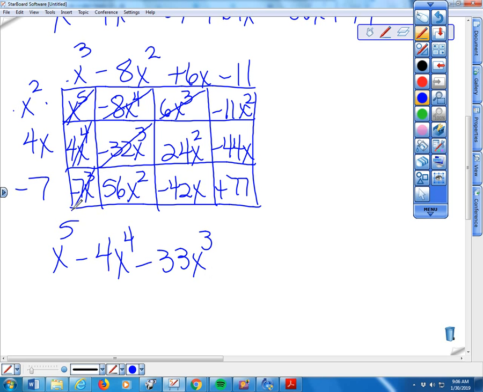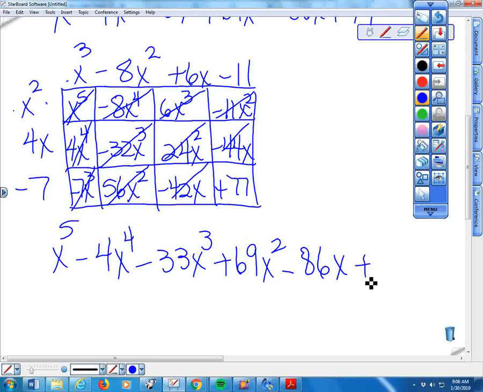Now the x squareds. I have 56 plus 24, which is 80, minus 11, 69. And then the x's, I have negative 86, and then plus 77. Same thing I got before. It just kind of keeps your numbers, your terms organized. Oh, and all of the like terms are going to go diagonally.